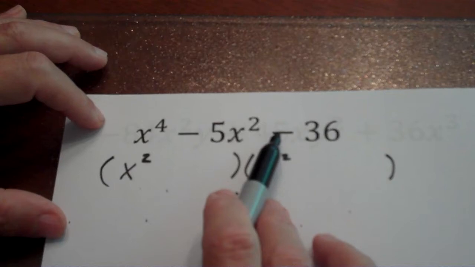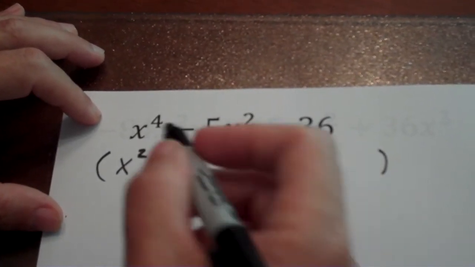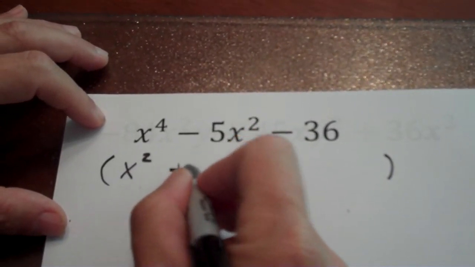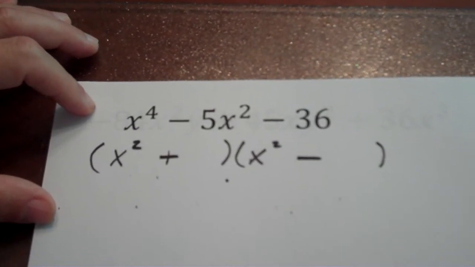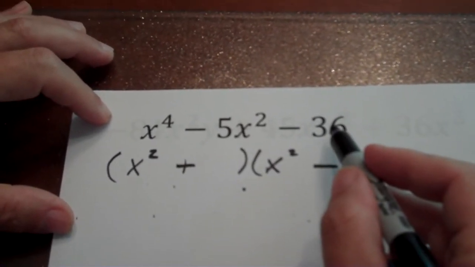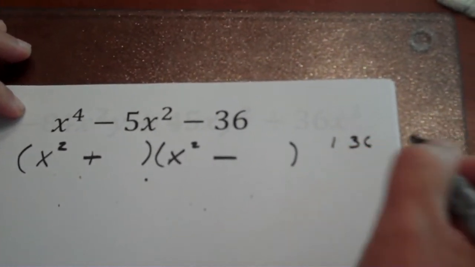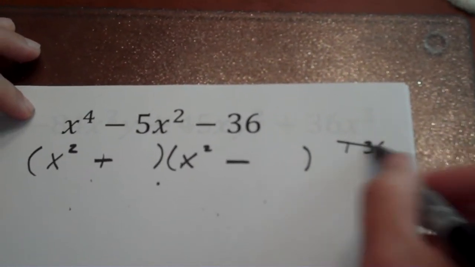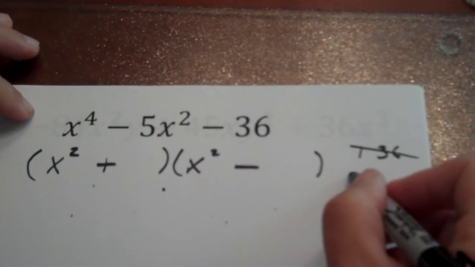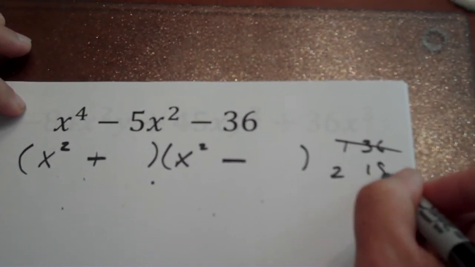Now you'll notice the next thing I need to do is the last term times the last term. That needs to be a negative, so one of these terms must be positive and one must be negative. Now what could I use for 36? I could use 1 and 36, of course, but I've already kind of told you I tend to shy away from that one. It could be 2 and 18.